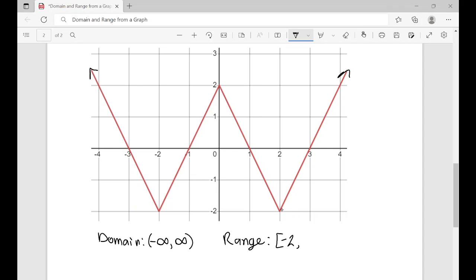Now we need its highest point, and it goes up to +2, which is true, but on both sides it continues going up way past +2. In fact, it goes up forever. In that case, up forever on the y-axis is positive infinity. And again, infinity always gets a parentheses. So the domain of this function goes from negative infinity to positive infinity, left and right, and the range goes from -2 to infinity on the y-axis.